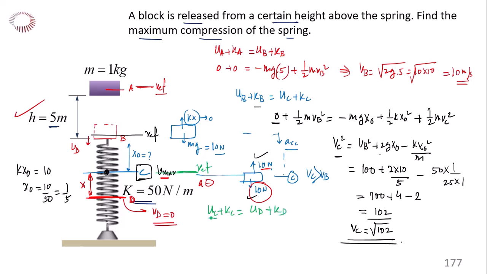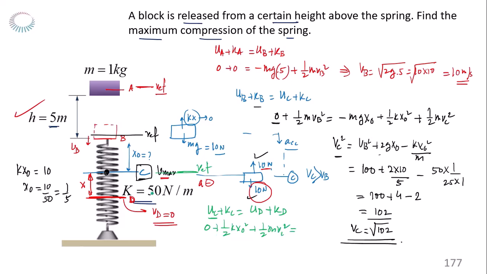Okay. Now what is UC? UC is 0 gravitationally, but the spring is compressed. Spring is compressed by x naught; gravitational potential is 0, but spring potential is there. That means I have to write half k into x naught square. Okay, KC is how much? Half m into Vc square. I have already calculated the Vc square.